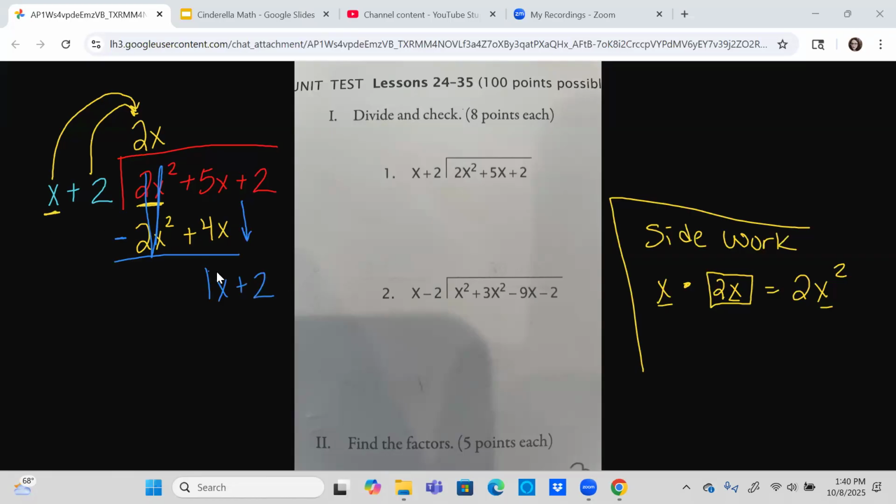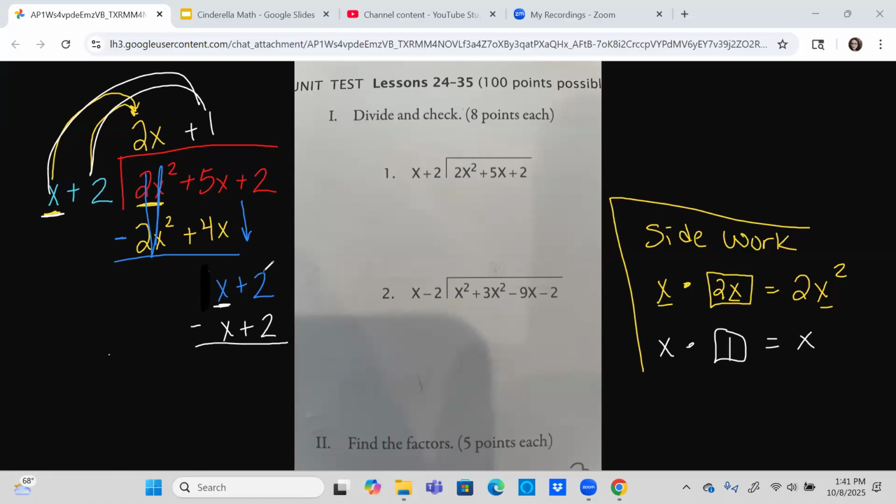I'm going to take off the 1 because we know 1s can be invisible in algebra a lot of the time, not always, as a coefficient. Now ask yourself, x times what is x? Well, that would just be positive 1. x times 1 is x. 2 times 1 is 2. We'll subtract, and that cancels. We get a 0 remainder. So our quotient, the final answer for number 1, is 2x plus 1.